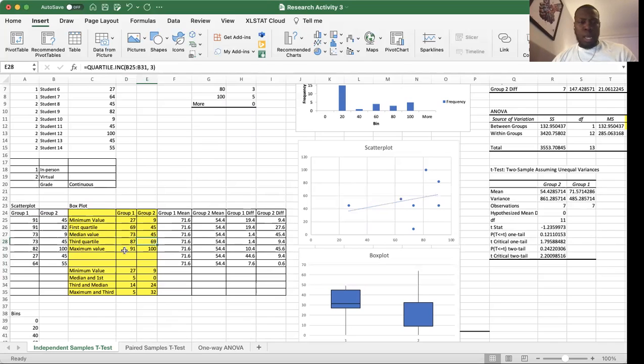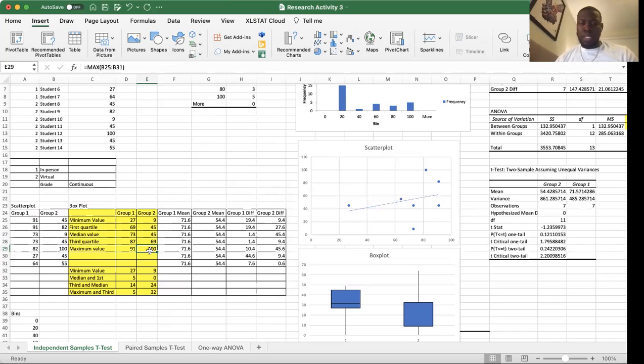All right, so then I'm looking at the maximum value. If I click that, it actually has a formula of its own. So once again, it uses the same information from A25 to A31. Calculated, it gives me 91, and I did the same thing with group two.